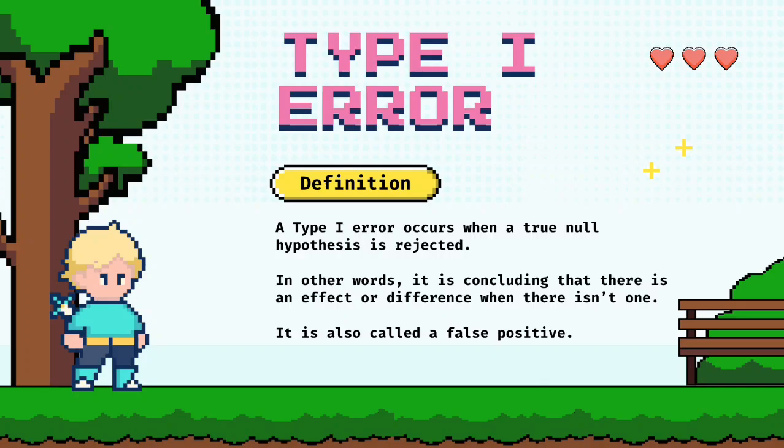A helpful way to remember it is through a fire alarm analogy. A type 1 error is like an alarm going off even when there is no fire.